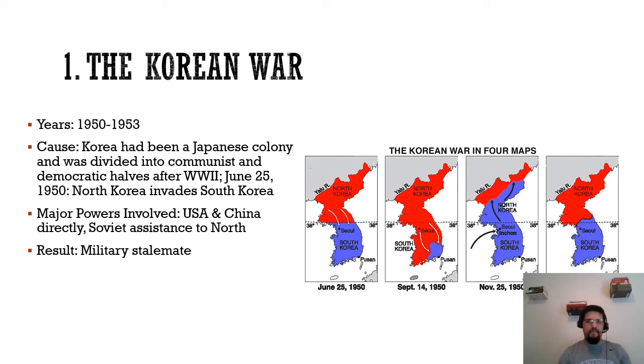And after that, things settle in, and the much more familiar border that is currently the border of North and South Korea is settled on by 1953. The result is a military stalemate. North Korea becomes and remains a totalitarian communist state, or nominally communist state.